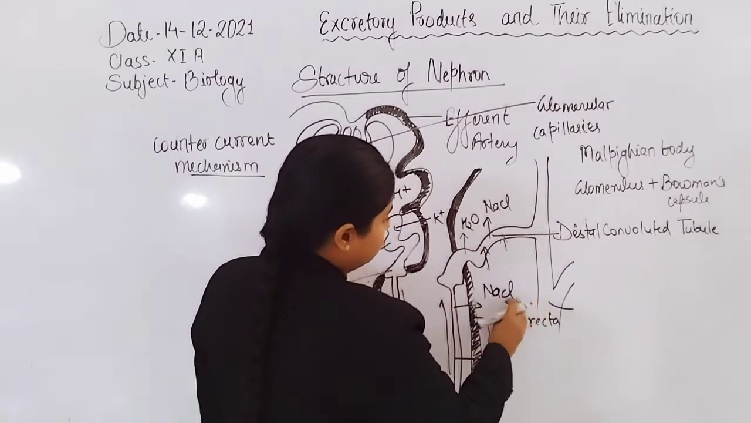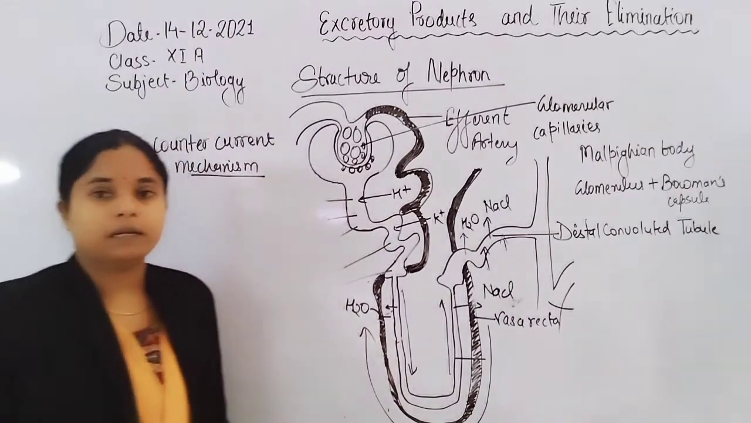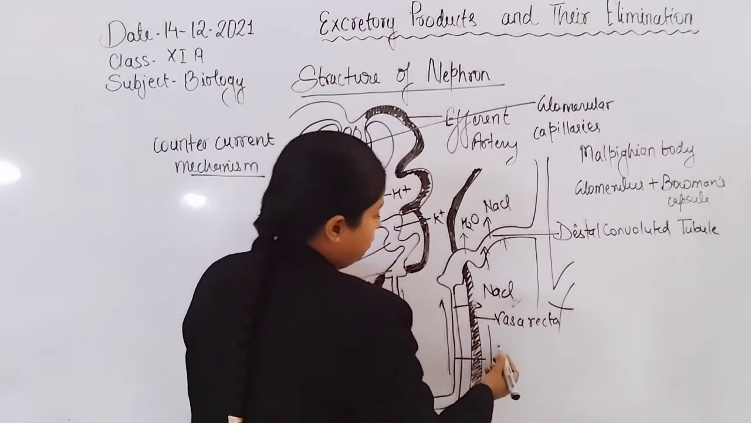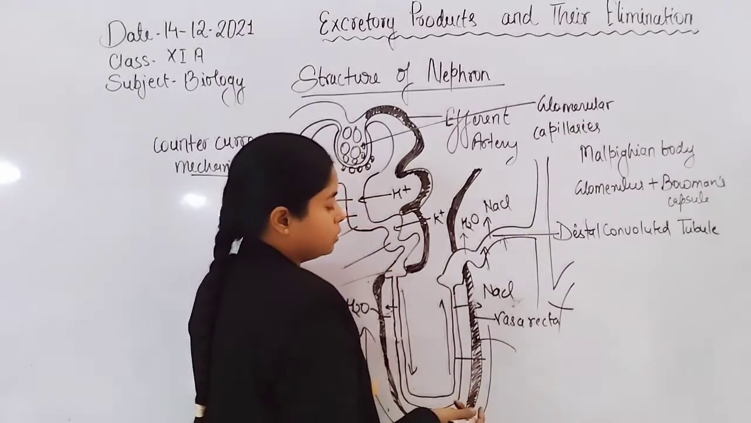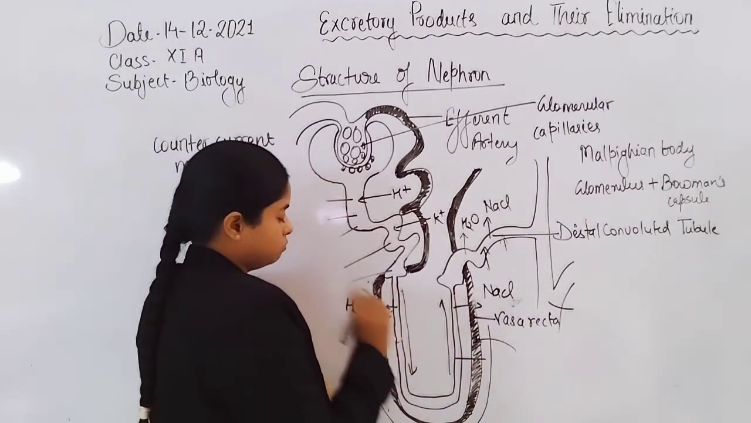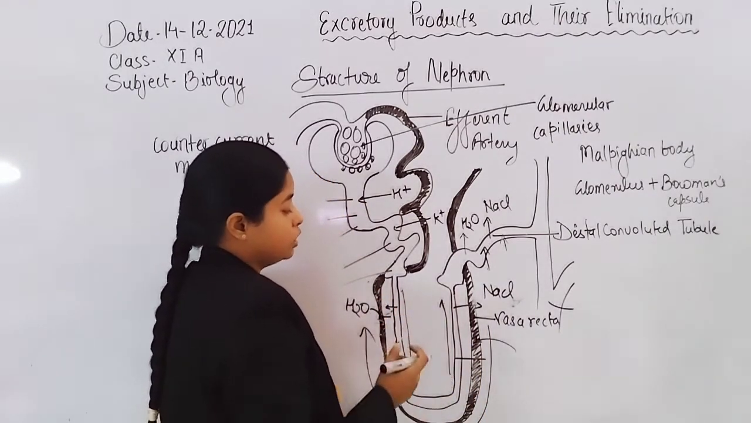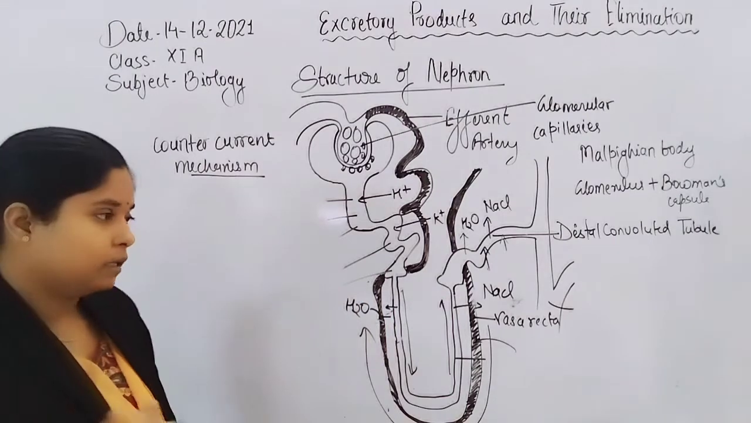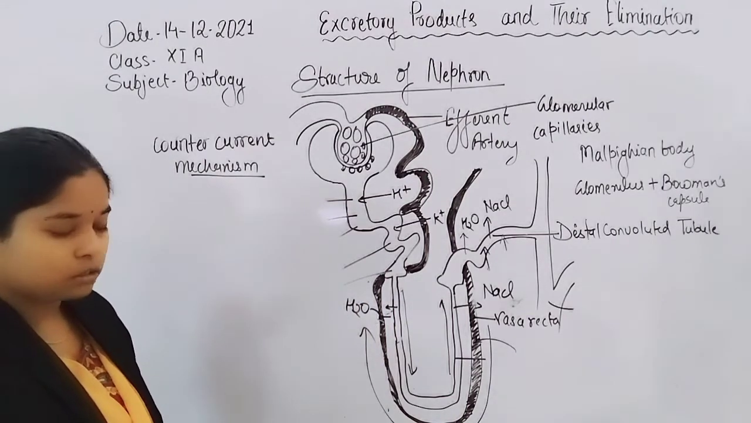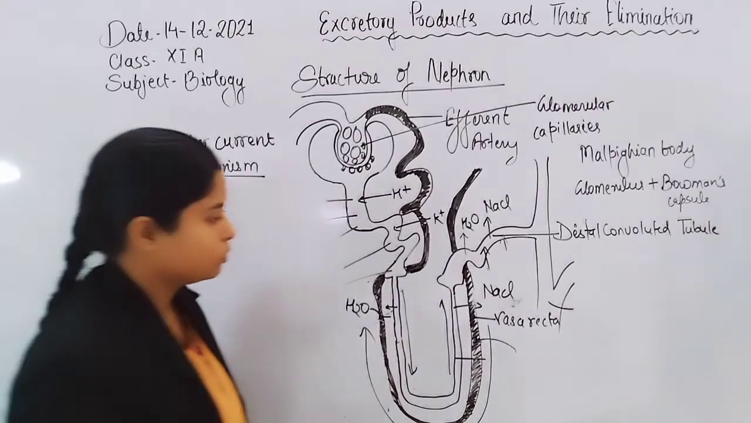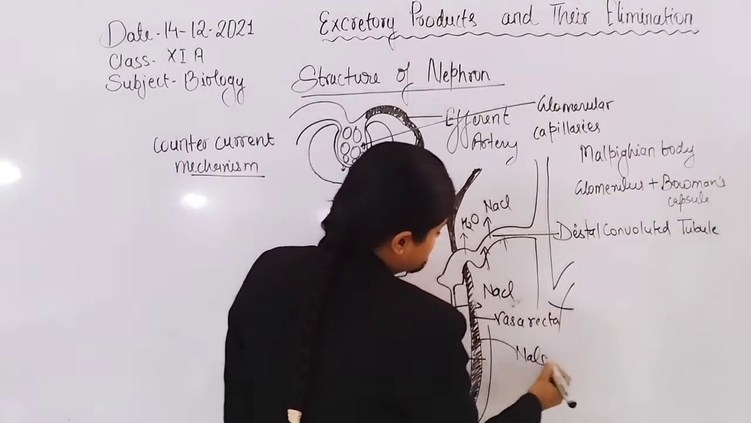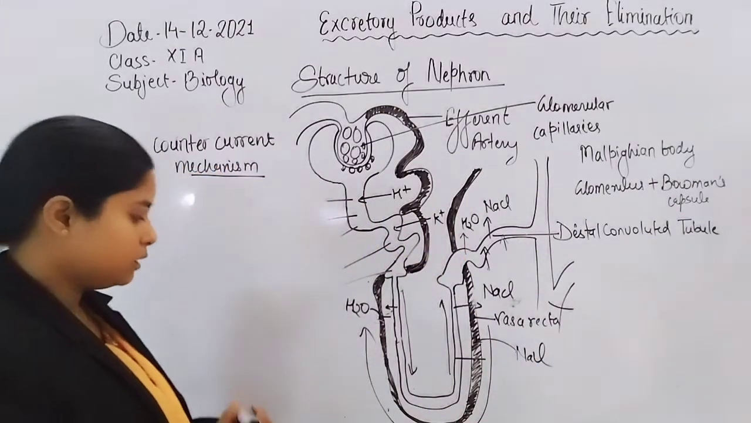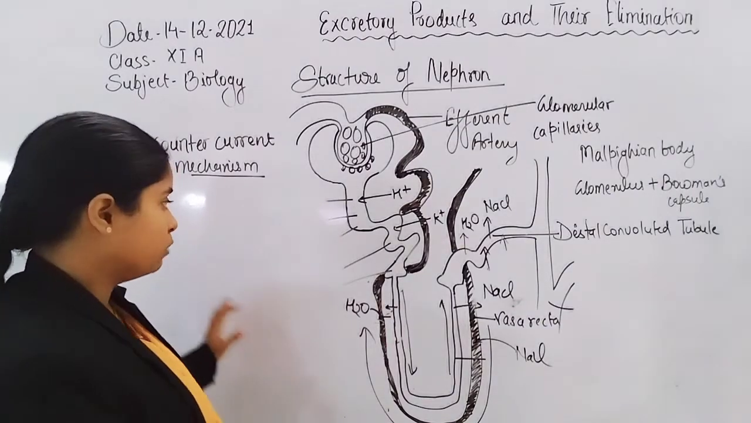Here again the sodium chloride is reabsorbed by the ascending part of the loop of Henle, and from the interstitium to the vasa recta, the sodium chloride is again reabsorbed. So from the ascending part of the loop of Henle, the sodium chloride is reabsorbed or transferred into the interstitium, and from the interstitium the sodium chloride again passes into the blood capillaries. So this is the process which is known as the countercurrent mechanism.